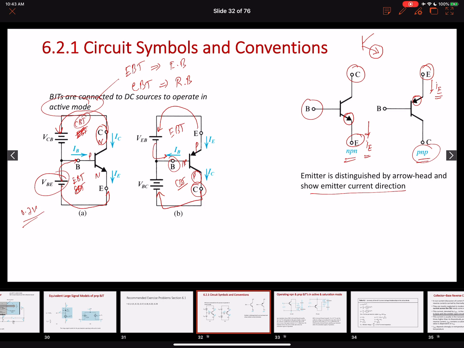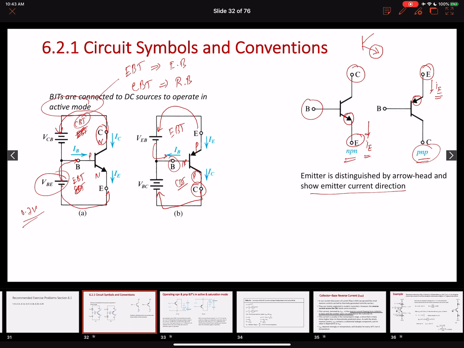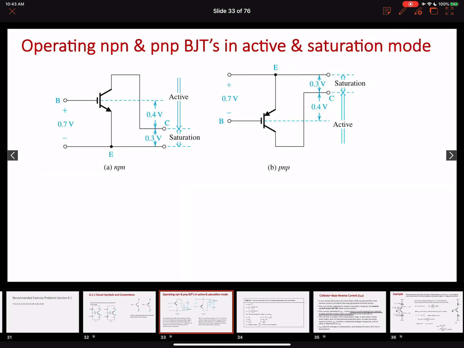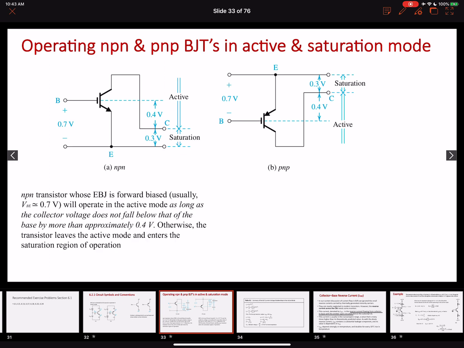Now let's look again, very quickly, at the potentials for the NPN and the PNP bipolar junction transistor in the active and the saturation modes. This is a very simple diagram to explain the whole thing, showing the voltage required at the collector terminal to operate the transistor between the saturation and the active region. So this is a common emitter model. You can see it over here, we have a common emitter here.